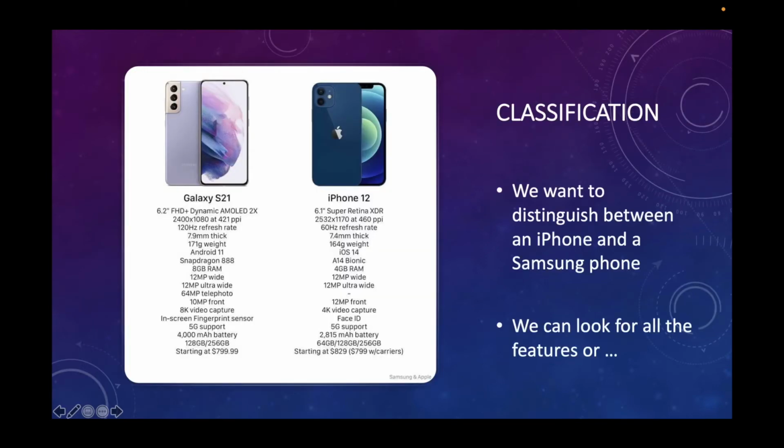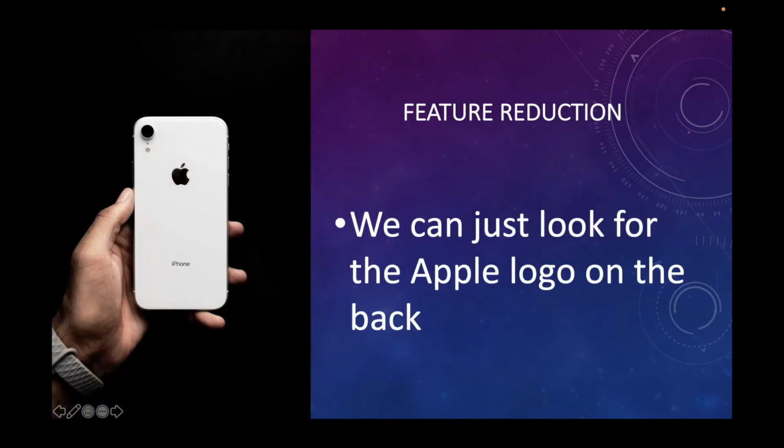Suppose we want to classify cell phones. We want to distinguish between an iPhone and a Samsung phone. There are so many different features distinct to each phone that we can look for. But we don't need all the features, right? We can just look for the Apple logo on the back of the phone. We just need one feature. This is called feature reduction.